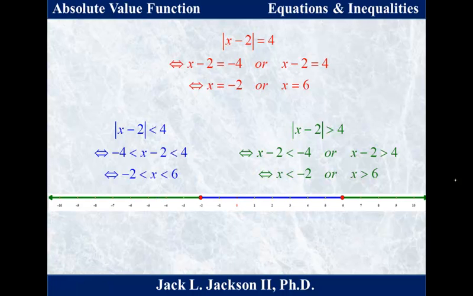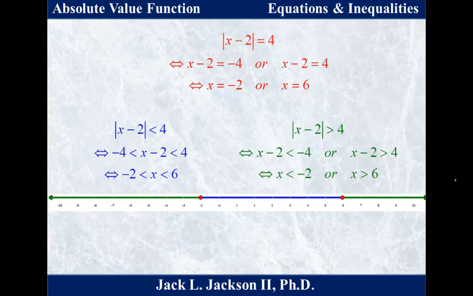Okay, now let's do some inequalities. Well, notice the absolute value of x minus 2 equals 4 says either x minus 2 equals negative 4 or x minus 2 equals 4. Adding 2 to both sides of the equation in both cases gives us x equals negative 2 or x equals 6. And those are the two red dots here. Well, now, what we're saying here is the distance x is from 2 is 4. And that gives you exactly those two things.